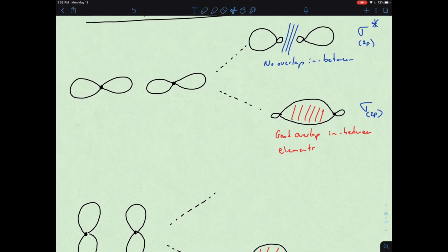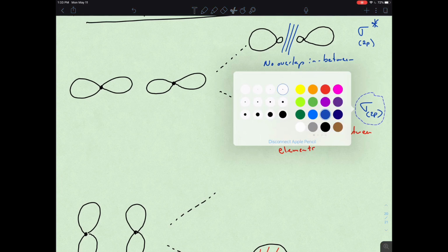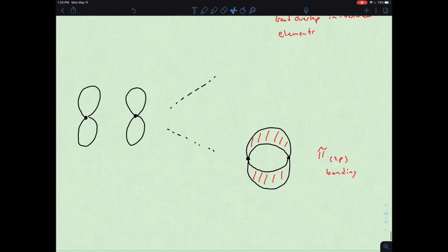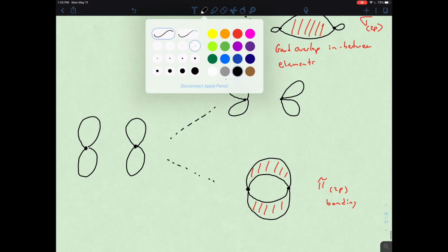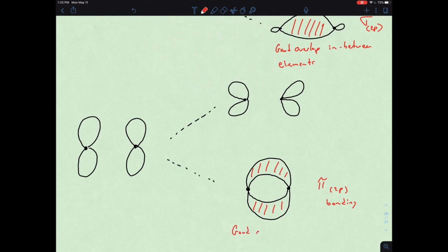And I apologize up here, I like to keep colors coordinated. All right, we have our bonding with the sigma up there. And now we have the anti-bonding set up, which would be now kind of both those lobes pointing away from one another. Again, showing not a good overlap. So here we have good overlap above and below the elements, while here we have no overlap.